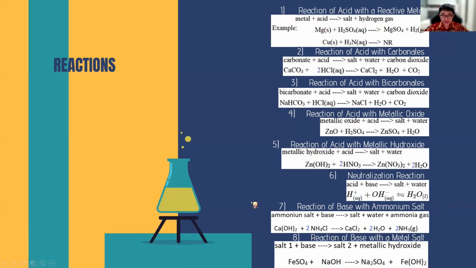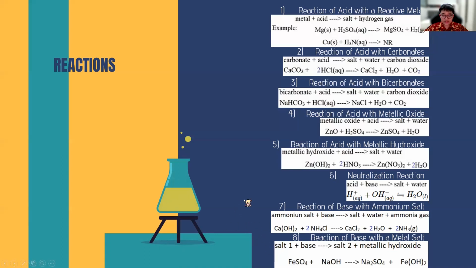For the 7th reaction, we have the reaction of base with ammonium salt. This reaction actually involves ammonium salt and base together, which will form a salt with water and ammonia gas. This is an example of the reaction.